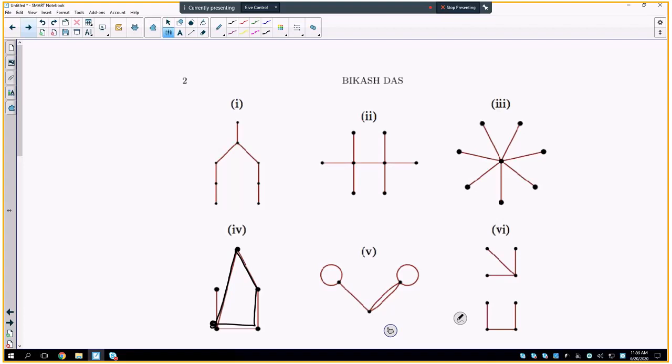In 5, it is connected. It has self loops. Both this vertex and this vertex, they have self loops. That's enough for not being a tree. Also, you can think of this vertex connecting to this vertex and connecting back to the original vertex, giving you a cycle. So it is not a tree.